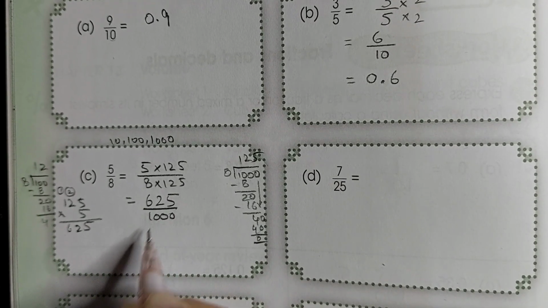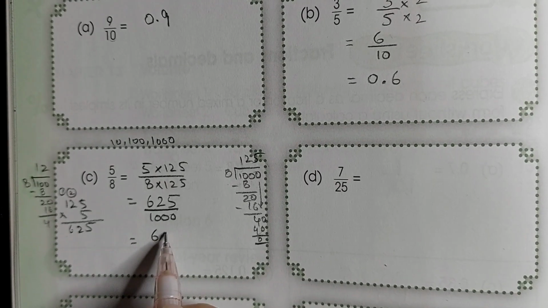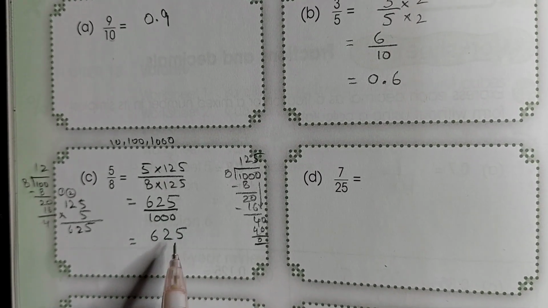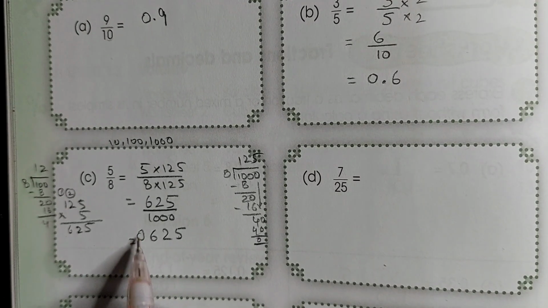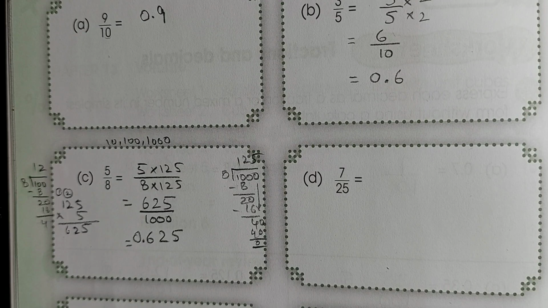So after how many digits do we have to put the decimal? There are 3 zeros. We have to put the decimal after 3 digits: 1, 2, 3. So our decimal will come here. 0.625 is the decimal form for 5 upon 8.